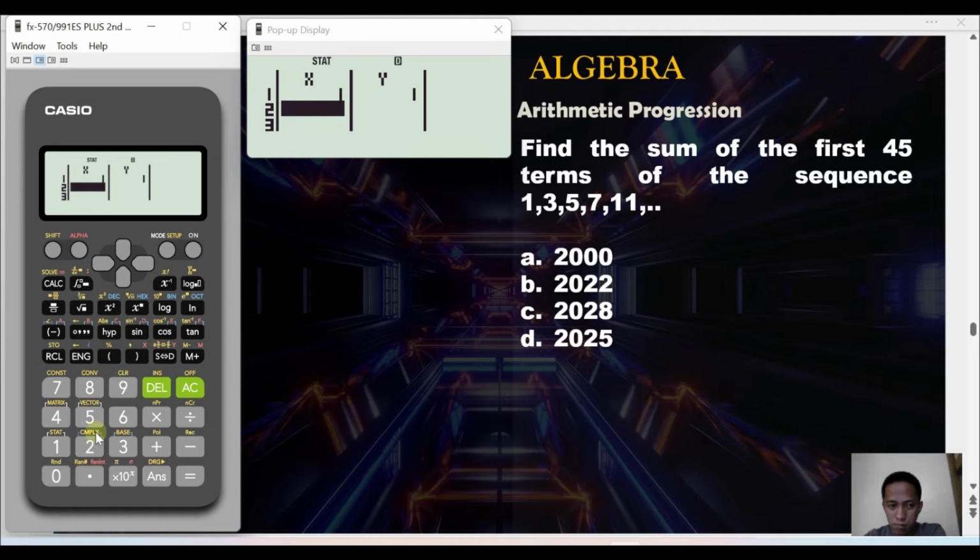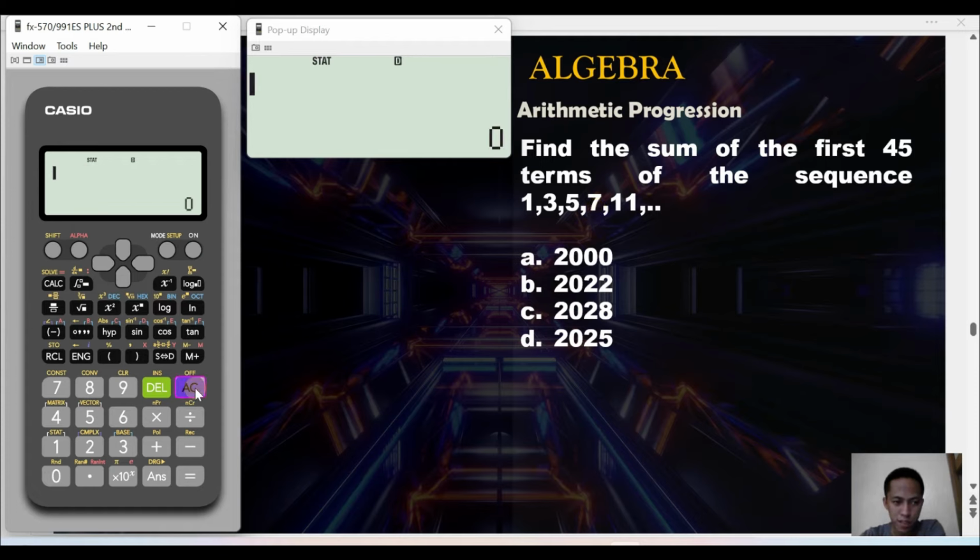So, the second term, that is, okay, 3. Okay, so okay na siya guys. So, kahit wag mo nang i-input yung remaining. Okay, it's either you input the first and second, the second and third, the third and fourth, as long as you input here 2 sets of data. Okay na yan guys. So, after that, press AC.